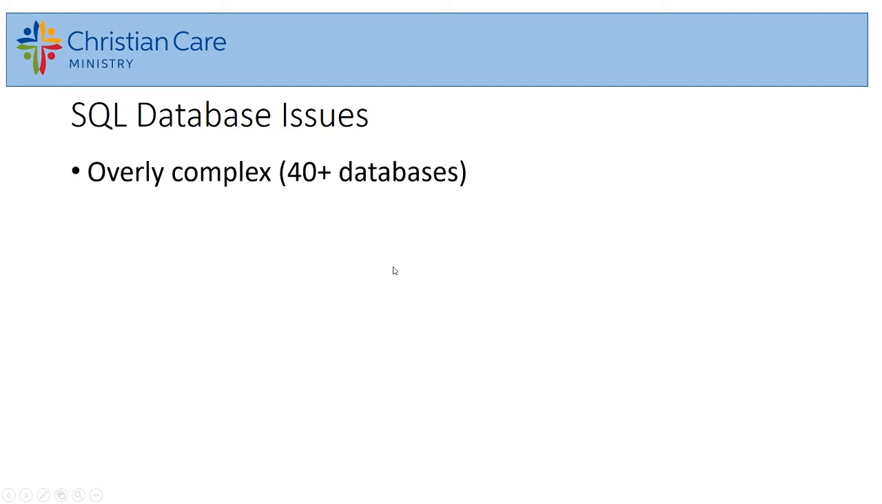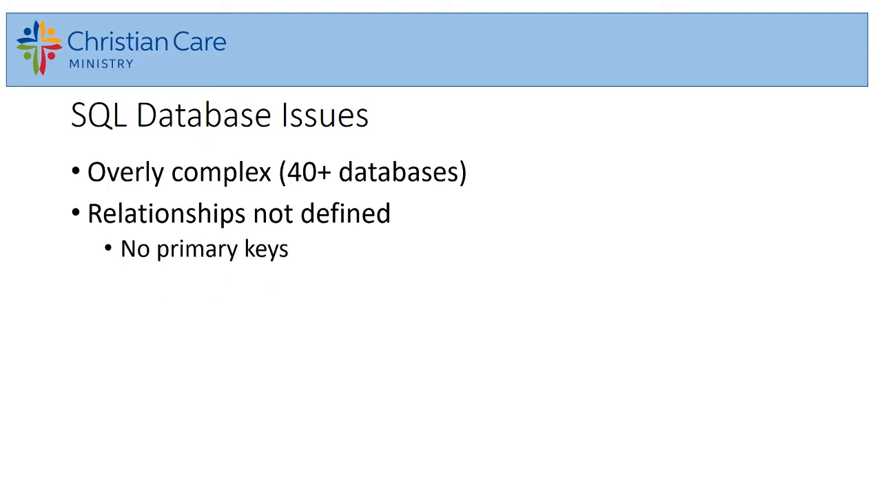First of all, it's very complex. There's over 40 databases, and the reason for this was that as an Access app was added, a new database was added rather than adding additional tables to the current database. Relationships were not defined. This means there's no primary keys and no foreign keys.